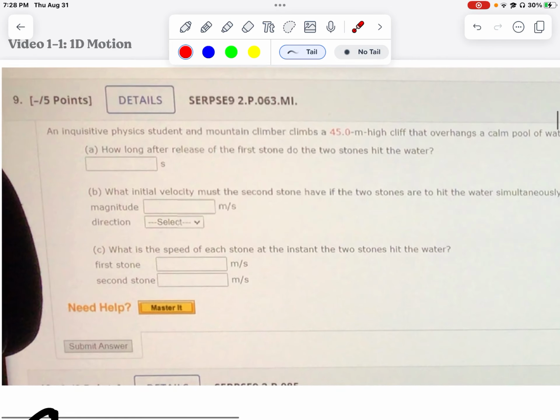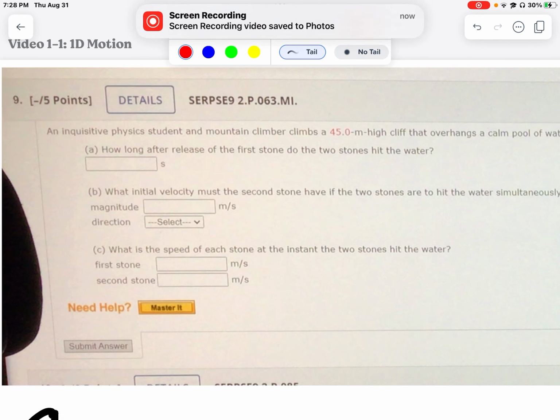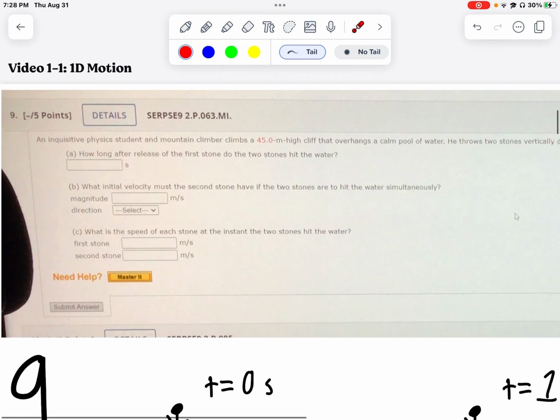I decided to choose problem 9 on the WebAssign, so I will now recite that. I will read it off.